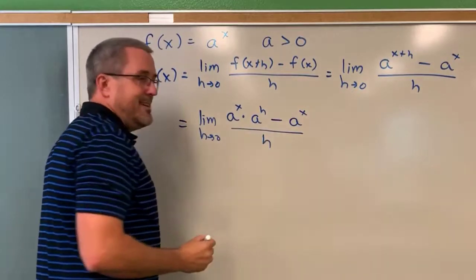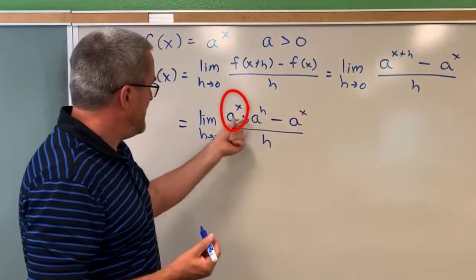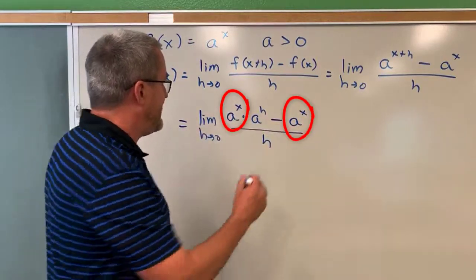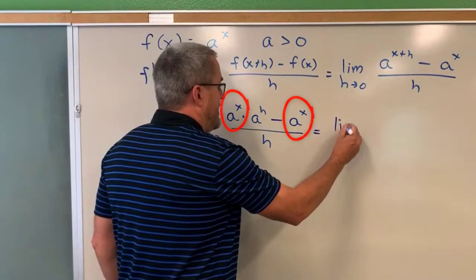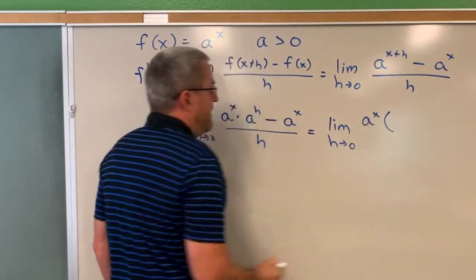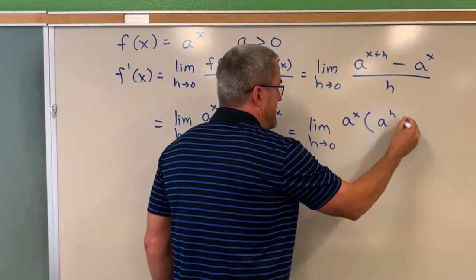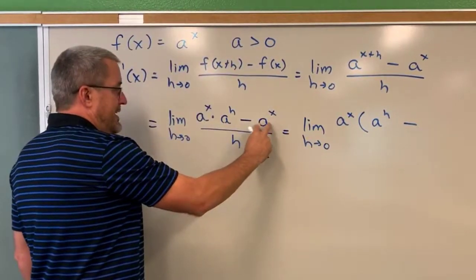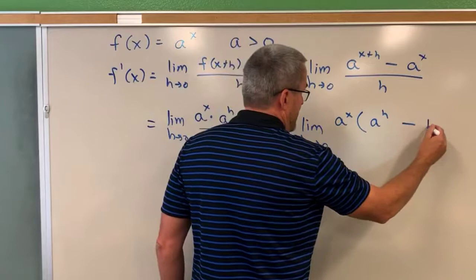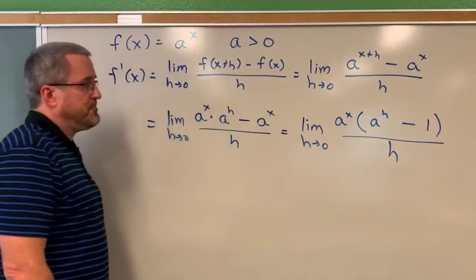Now the reason I would make that little algebraic move is that our two terms in the numerator have a common factor of a to the x. So let's factor out a to the x. If we factor out the a to the x from this first term, we're left with a to the h, minus, if we factor out a to the x from the term a to the x, we're left with 1. We'll divide all of that by h.